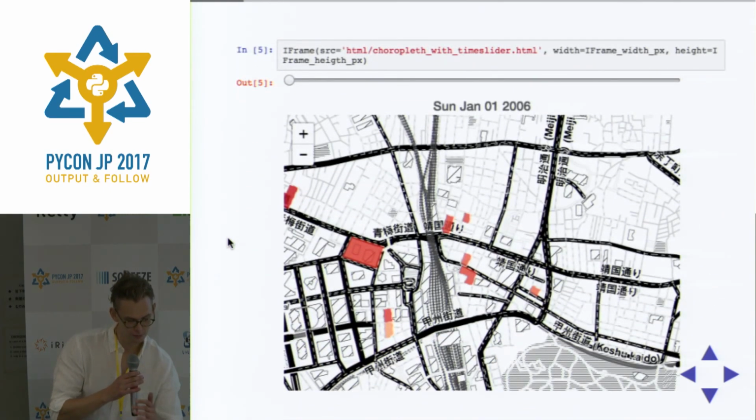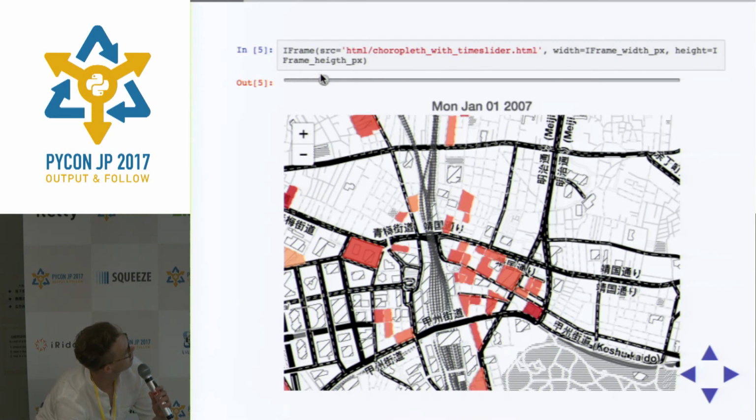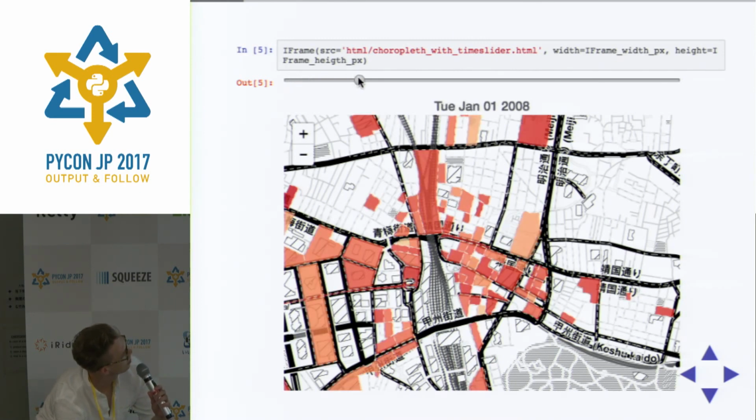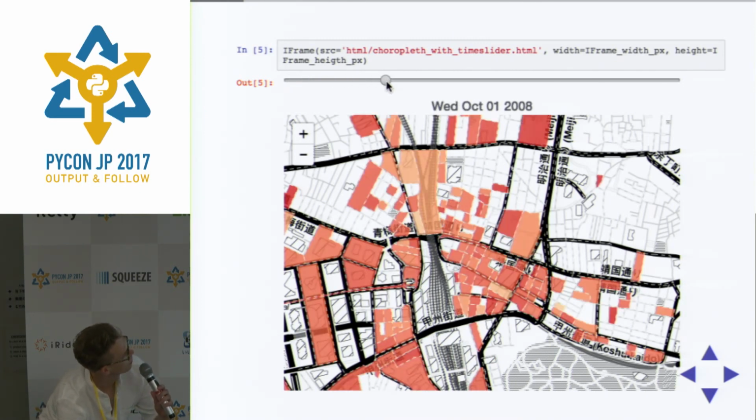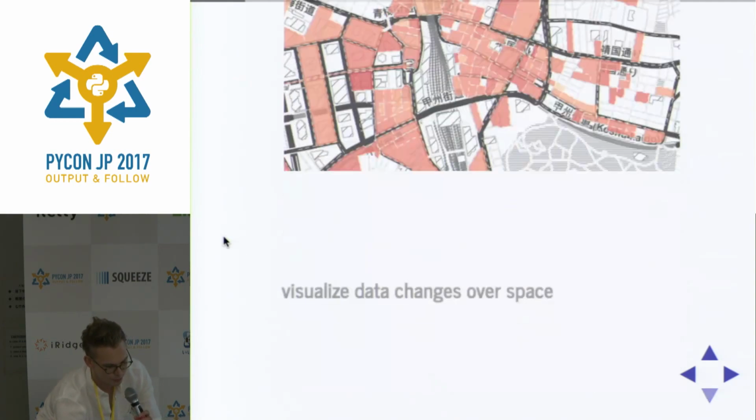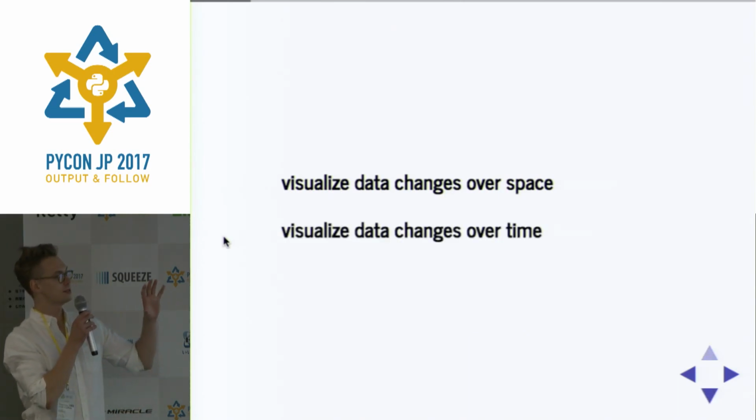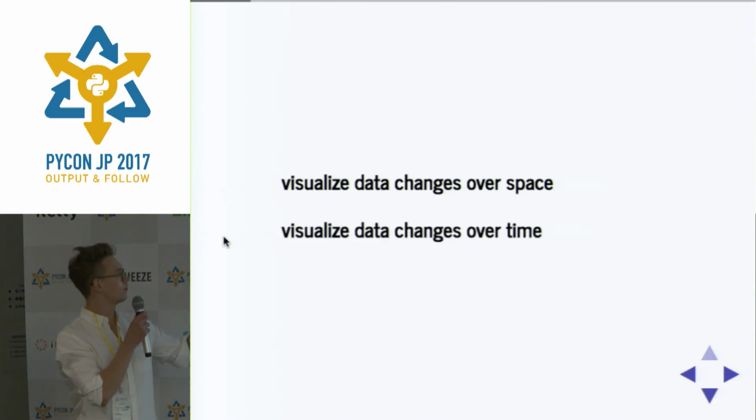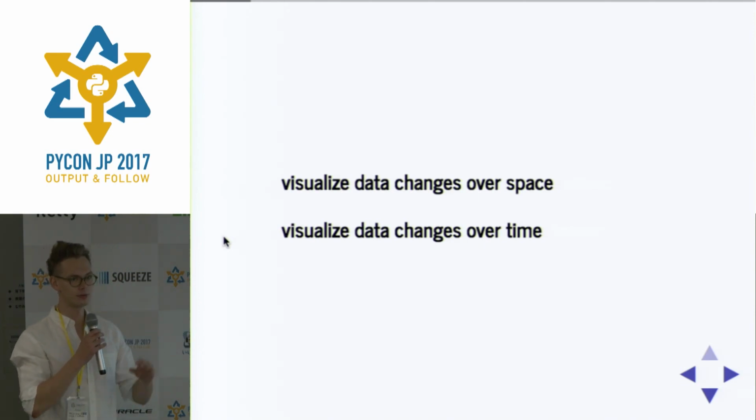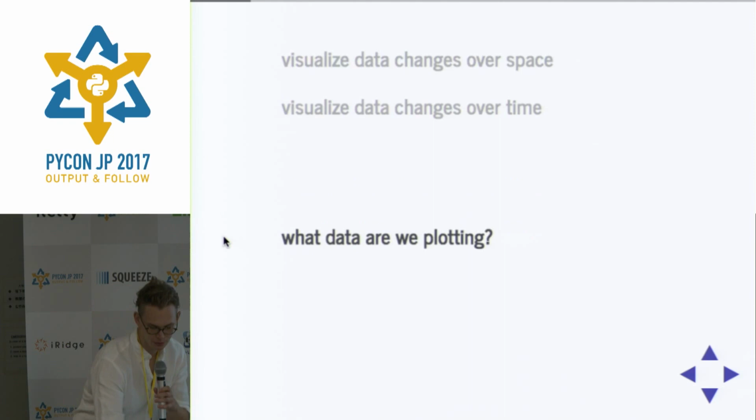And then finally, I'll show you this kind of map with this intriguing looking slider up here. And if we try to move that, you'll actually see that it's changing the data over time. So I think this is pretty cool myself. So I'll show you how to visualize the geospatial data over space and over time. So those were my two interests when I began this project.